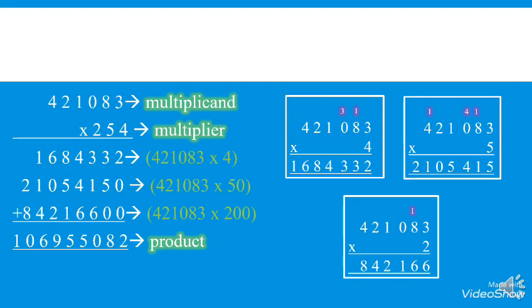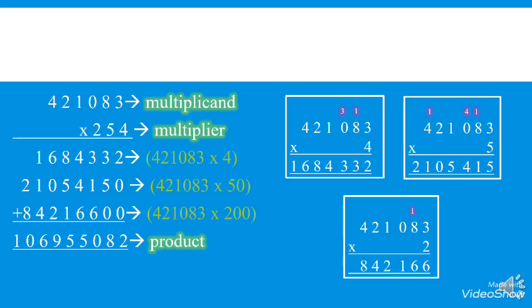In the same way, we can multiply a 6-digit number by a 3-digit number. Means, in this example, you have a multiplier of 3 digits. We have to multiply 421,083 by the number 254. So we start the multiplication. First we write the number in the vertical form. Then we start the multiplication.